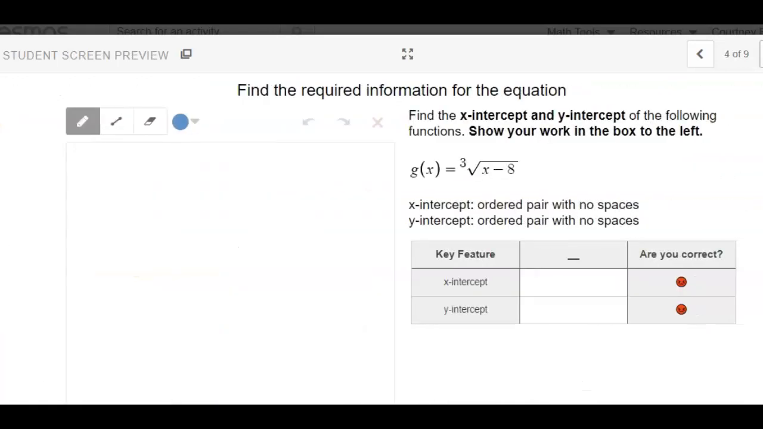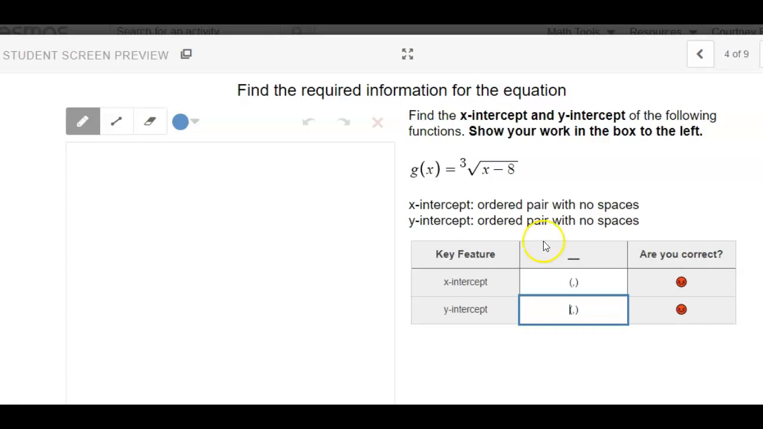The next question says, find the required information for the equation. I need to find the x-intercept and the y-intercept of the following functions. And I'm supposed to show my work in the box to the left, so this box over here. All my work will be shown here. Here's my equation. Here is the way that I'm supposed to type in my answers, so they're ordered pairs with no spaces. I'm going to go ahead and put my format, parentheses with a comma in between.